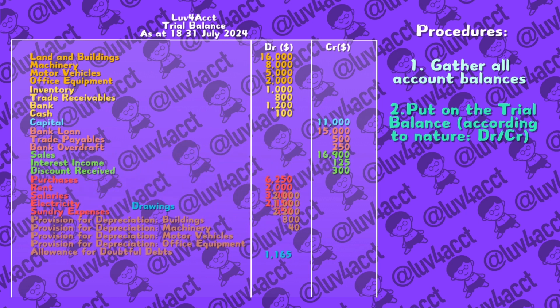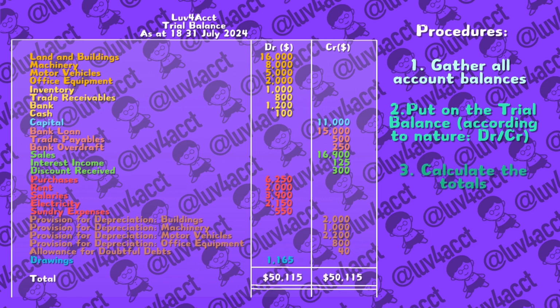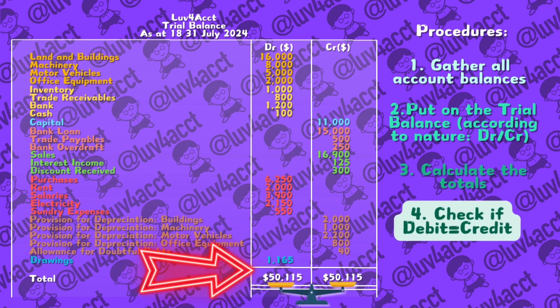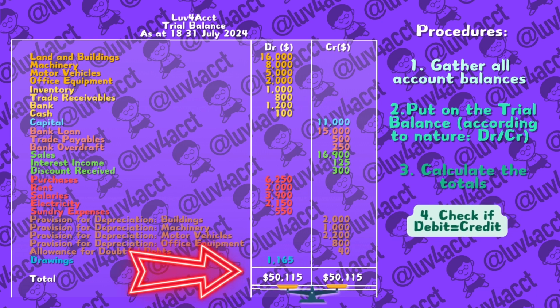Step 3. After all accounts and balances are put on the trial balance, calculate the total for the debit and credit side respectively. Last step. Check that the total of the debits is equal to the total of the credits.